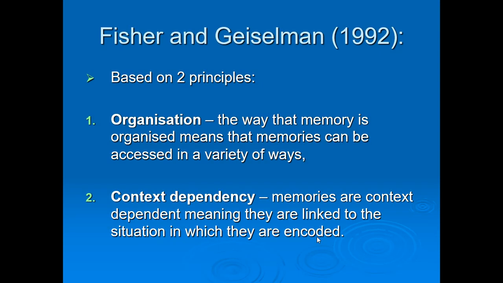So it's based on two principles. It's to do with the organisation of our memories and to do with context dependency. In terms of organisation, the way that our memory is organised in schemas and in our long-term memory means that there's many different ways to access one piece of information. Context dependency is the idea that our memories are context dependent, so they're linked to the situation in which they're encoded. And we've looked at context dependency before when we looked at retrieval failure.